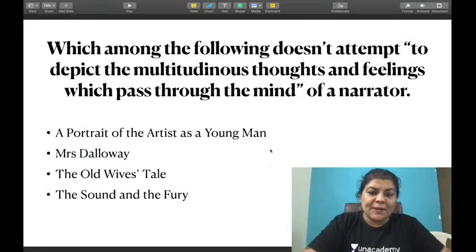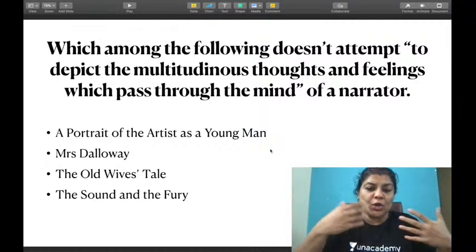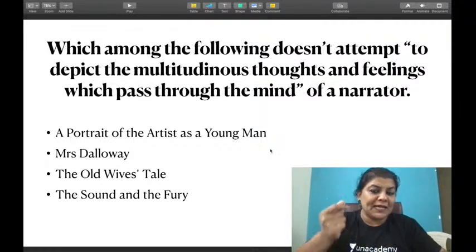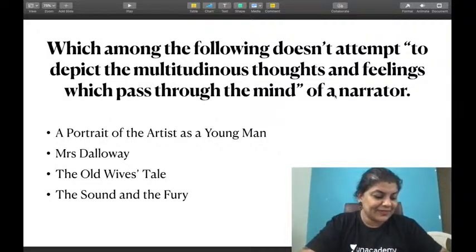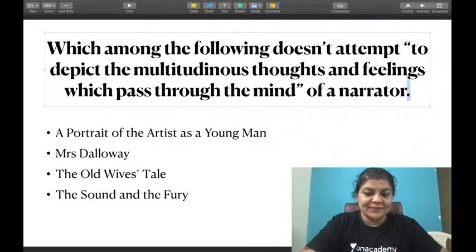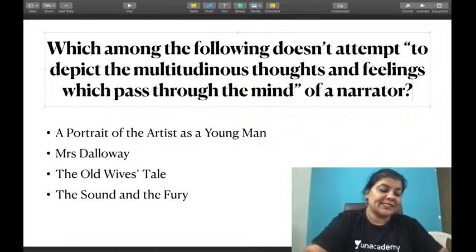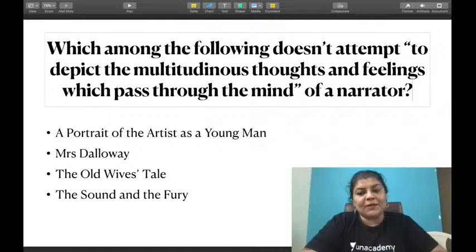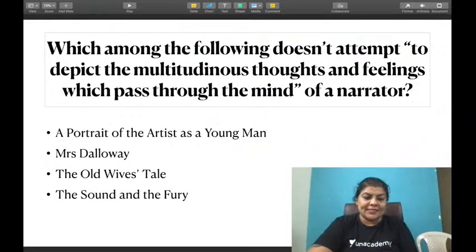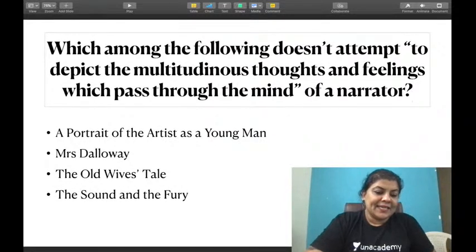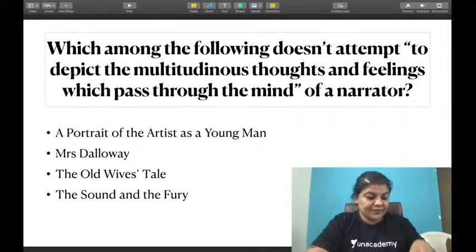Now, which among the following doesn't attempt to depict the multitudinous thoughts and feelings which pass through the mind of a narrator? What is that? It is stream of consciousness. Which among the following is not written in stream of consciousness? Easy, Hannah. It is an easy one.